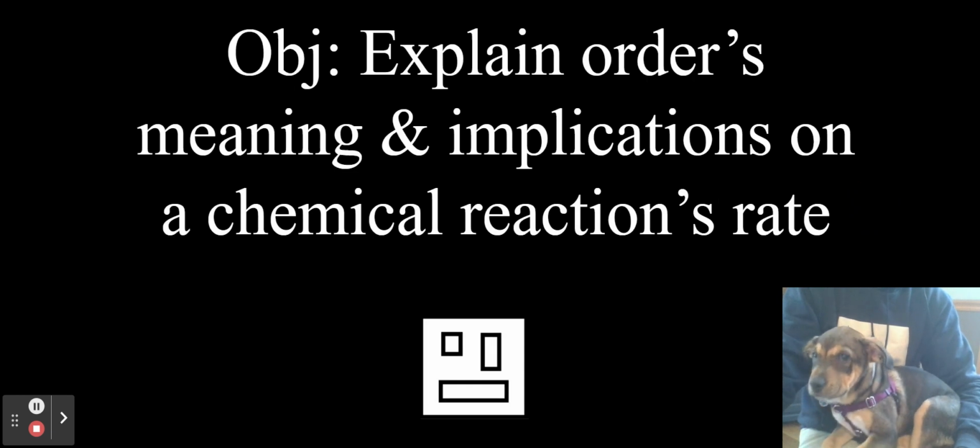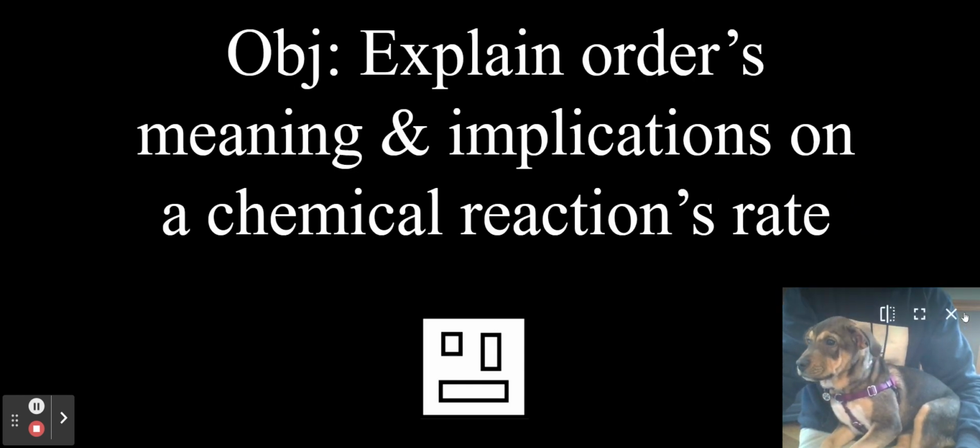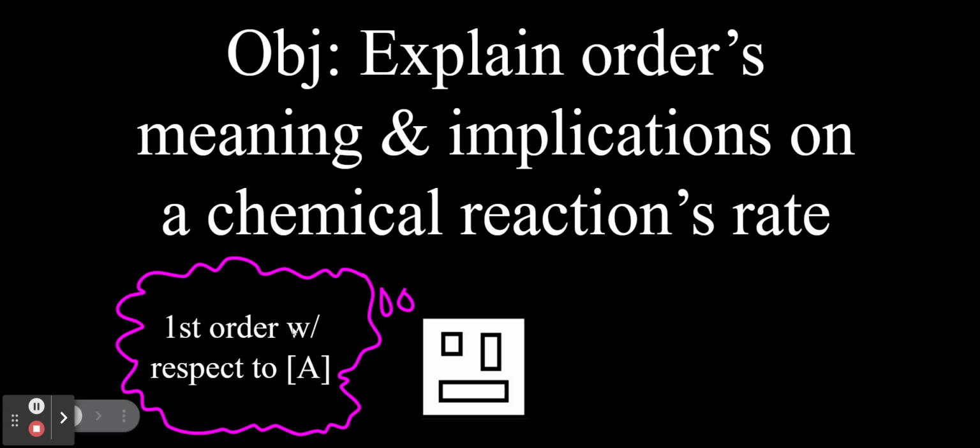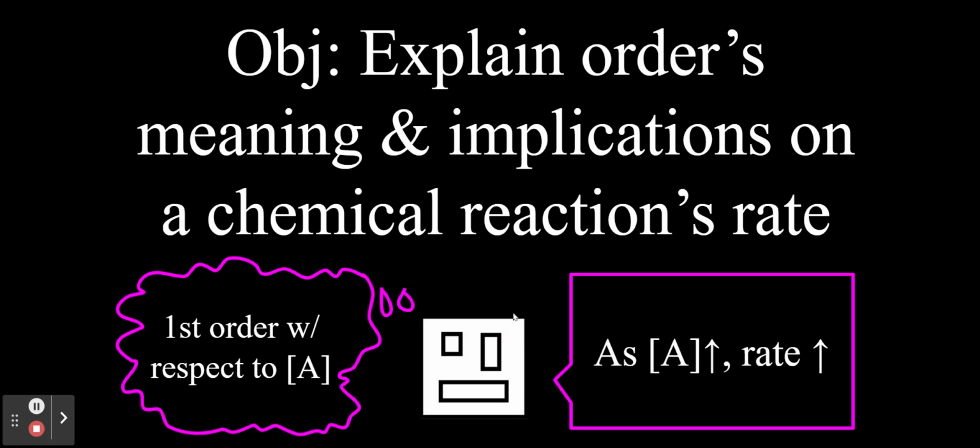And here's our objective. What this objective means is, if I know a reaction is first order with respect to a certain reactant, what does that mean? First order means the rate's going to double if the concentration doubles, but we're going to go over in general what that means. We're going to talk about babysitting.